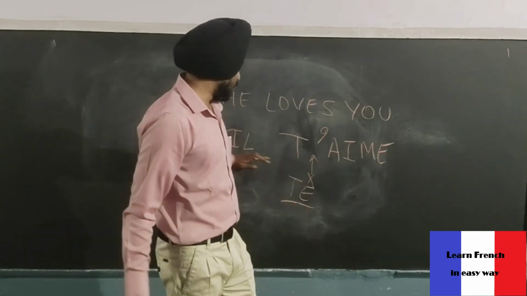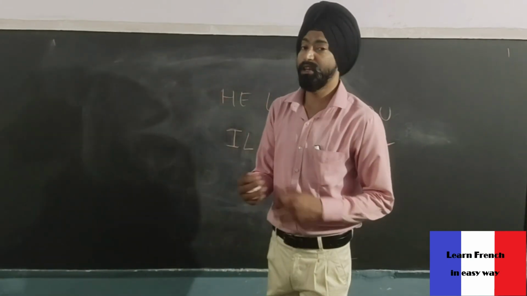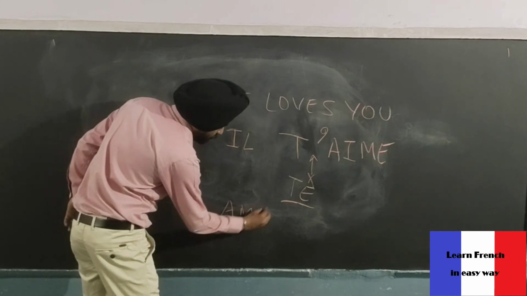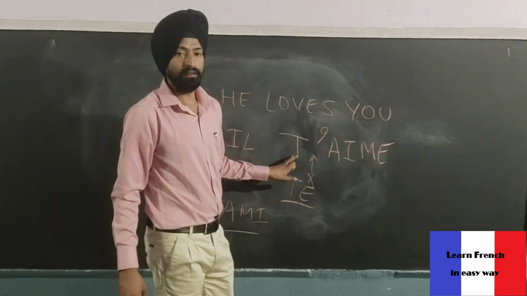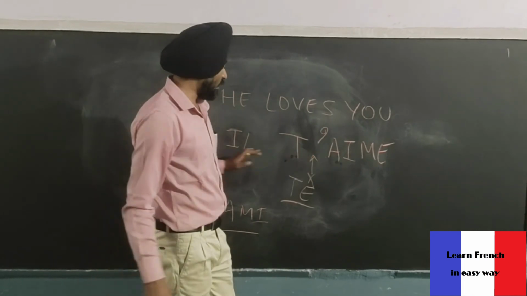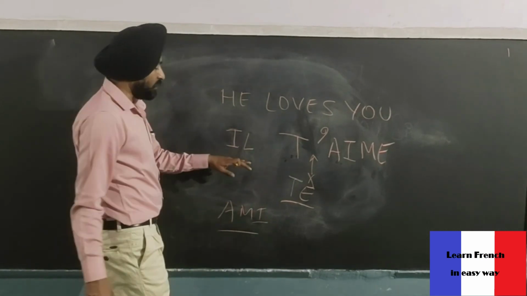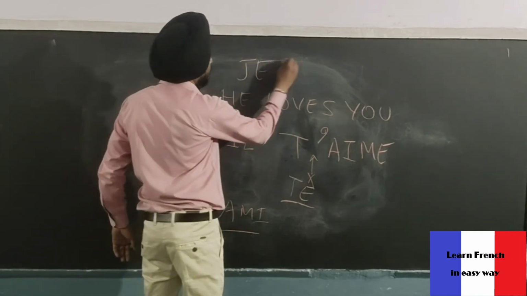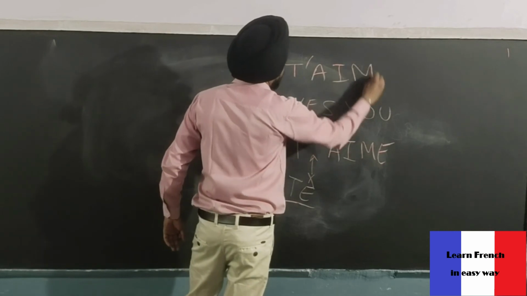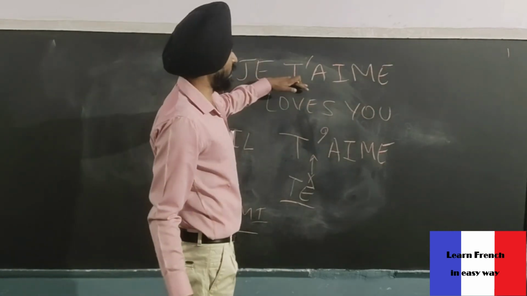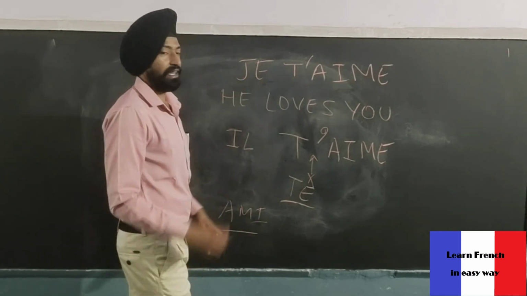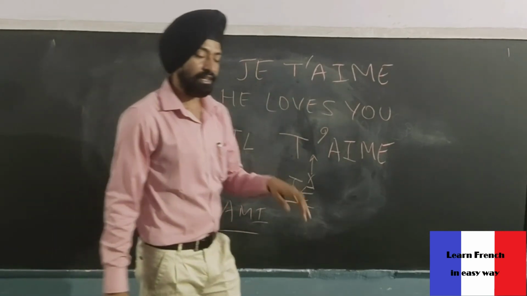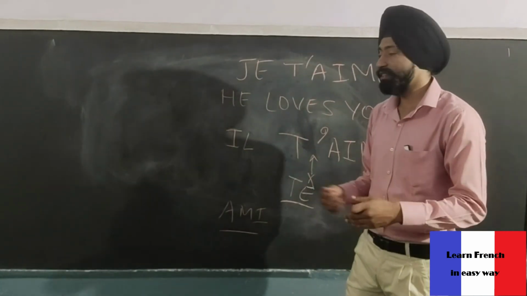The same rule is followed in Bangla also when you say ami tomake bhalobashi. So ami is the subject, tomake is the object, and bhalobashi is the verb. Same way in Hindi when we say मैं तुमसे प्यार करता हूँ. Ami tomake will be je t'aime. In the same way, मैं तुमसे प्यार करता हूँ for Hindi. So French goes with most of the conventional way as it goes in Bangla, Hindi and Tamil.